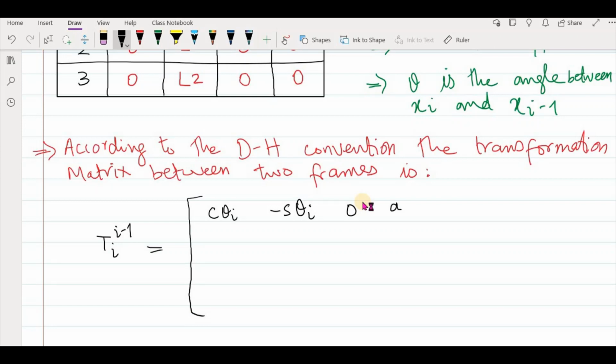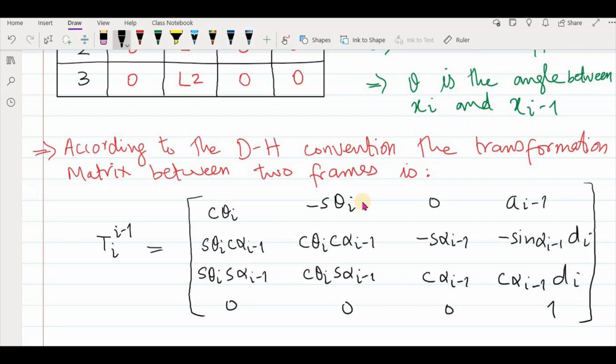A I minus 1, and then we have sine theta I cosine alpha I minus 1, and again we have the cosine theta. Okay, let me fill it once and then I will show you. Okay, now I have written down this matrix according to the DH convention.